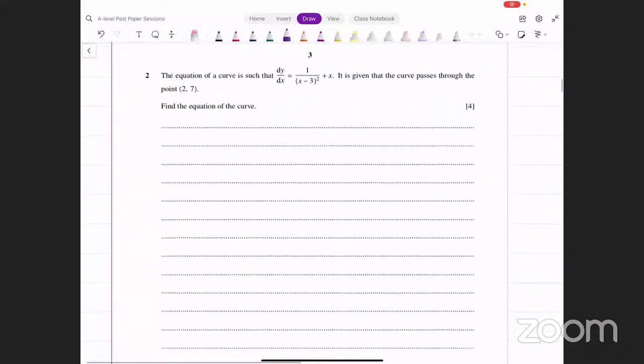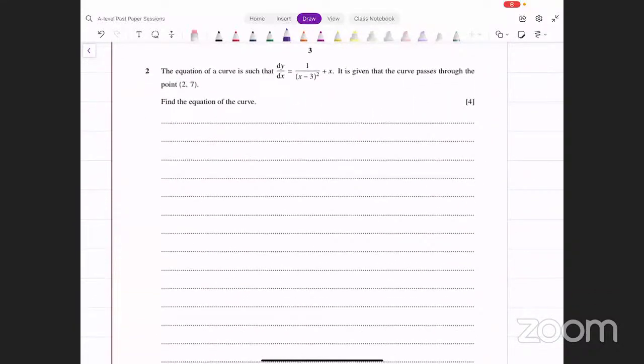Question number 2. The equation of a curve is such that dy over dx equals 1 over (x minus 3) whole squared plus x. It's given that the curve passes through the point (2, 7). Find the equation of the curve. You have this derivative, dy over dx, given. You've got to find the equation of the curve.